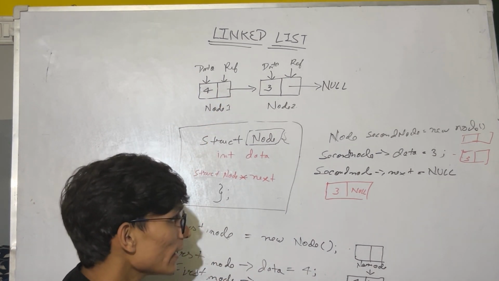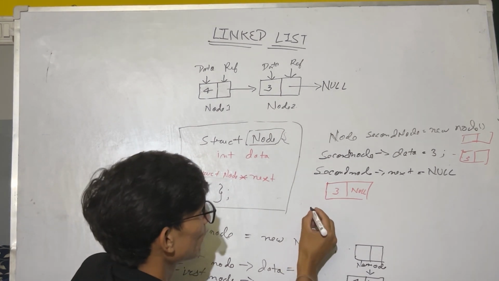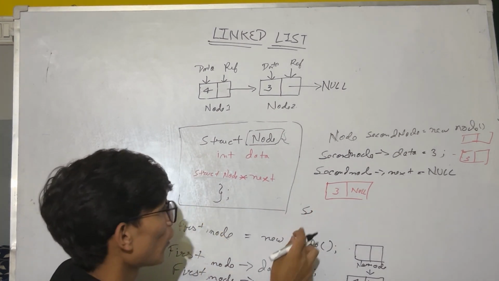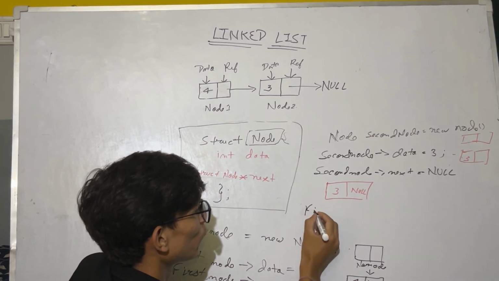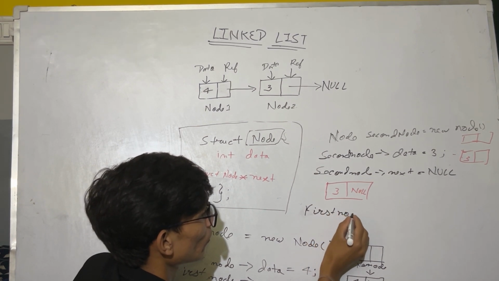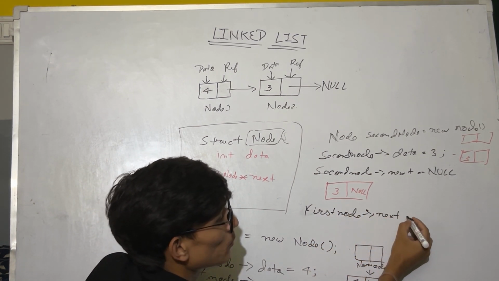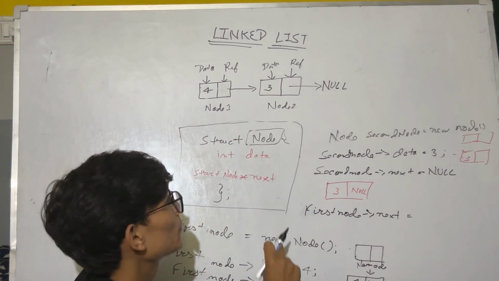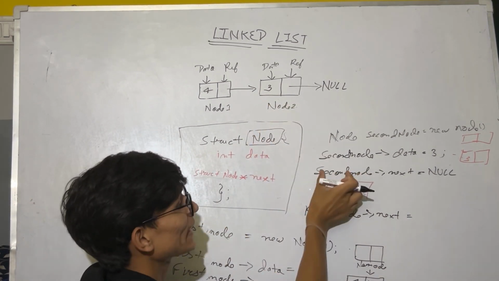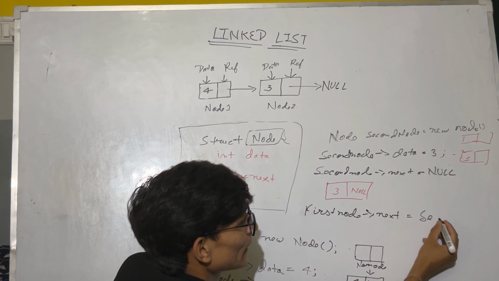So we can change it with first node of next. What is it pointing to? It's pointing to node 2, which is the second node. So we can write second node directly.